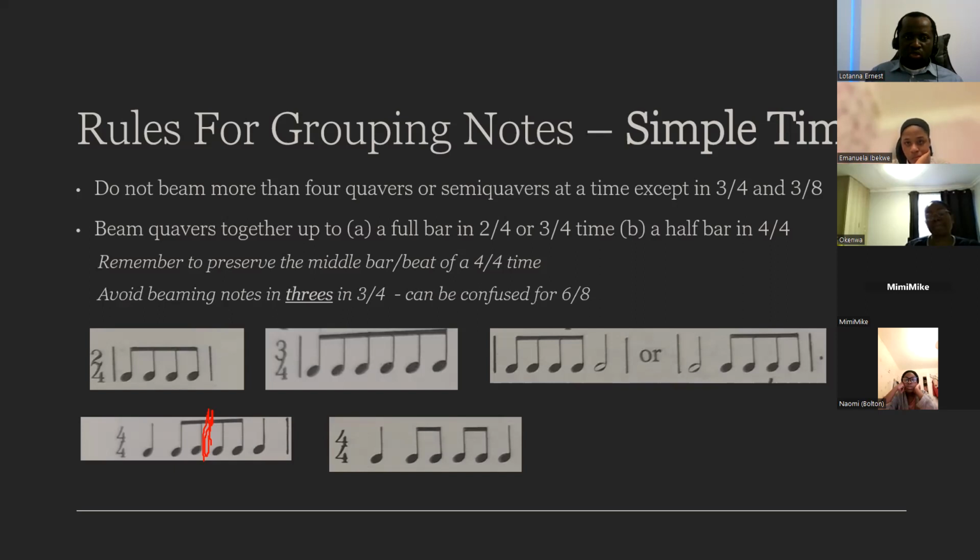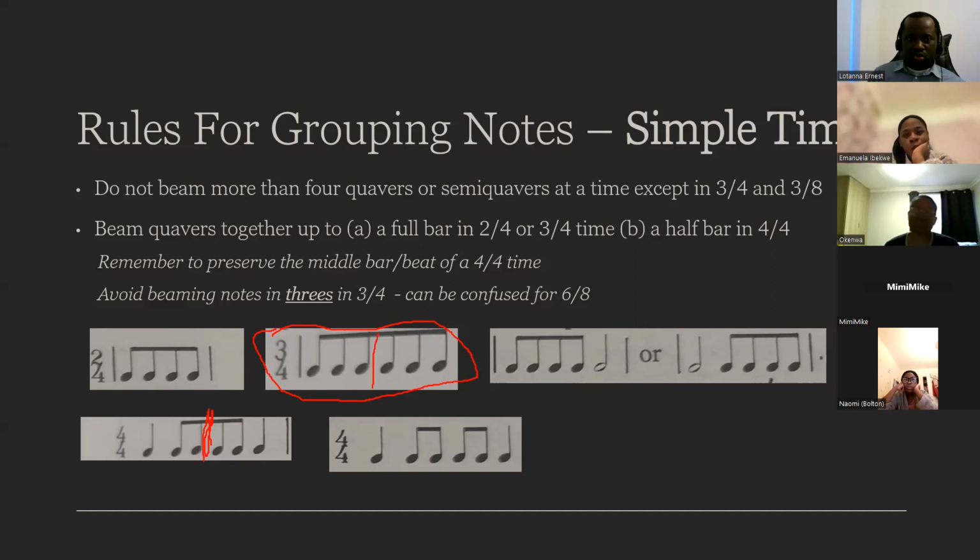Avoid beaming notes in threes in 3/4, so that you don't confuse them with 6/8. If you look at this 3/4 here, what they are saying is that it's better you beam all the 6, because in 3/4 and 3/8, you can beam in 6.